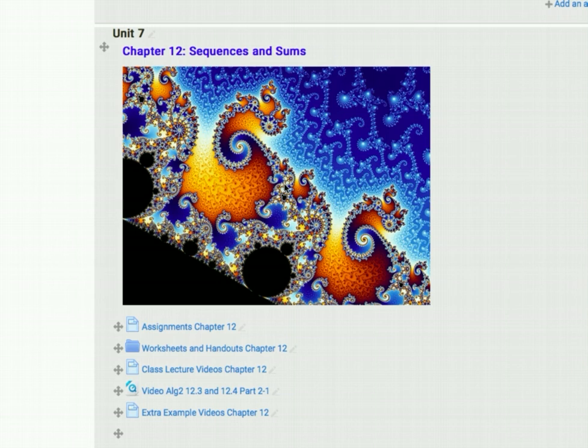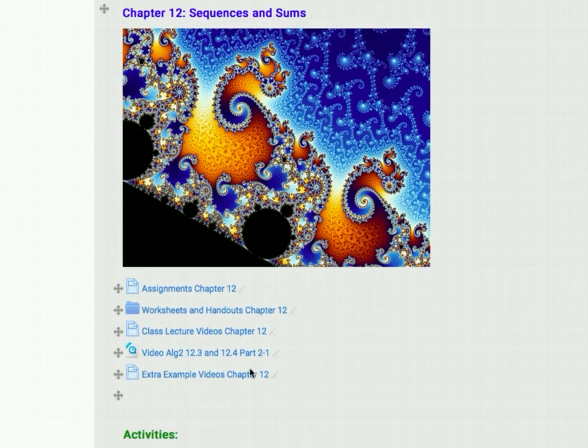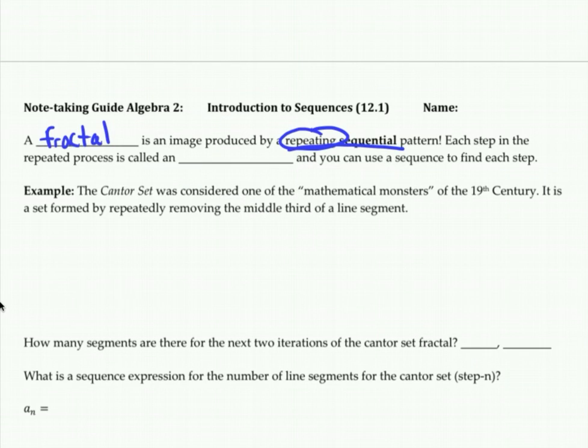Fractals have a lot to do with sequences, and while I'm here, I'm just going to point out that you do have an extra examples video link right here where I do some different kinds of examples if you want more problems, okay? Alright, so that's what a fractal is. So each step in that fractal repeated process, I'm going to use this word probably quite a bit in this unit, so I'm going to use it now. It's called an iteration. Okay, so that's what each step in a fractal process, or a sequence process even, is called. So the only fractal we're going to look at this time today is called the Cantor set.